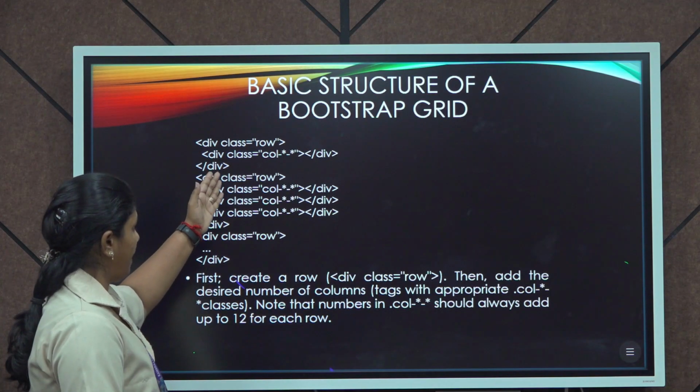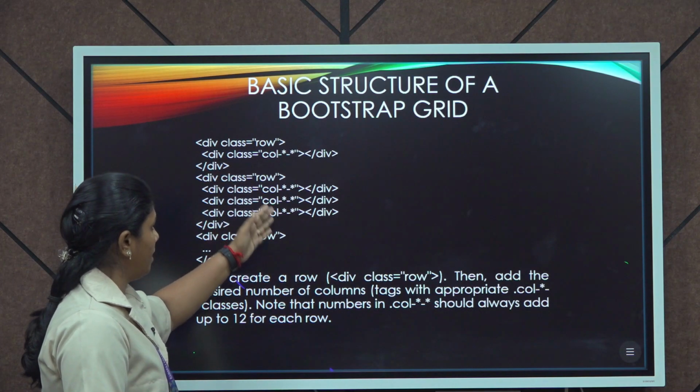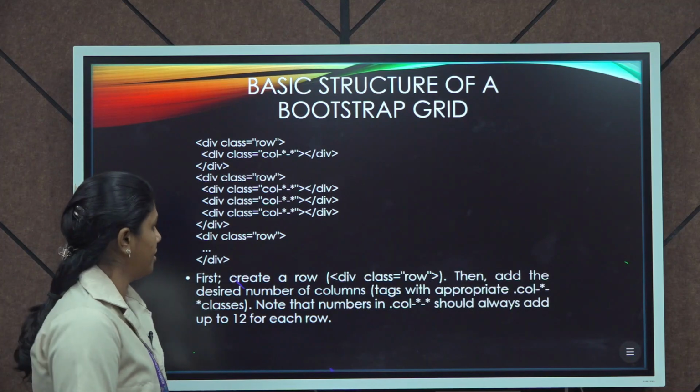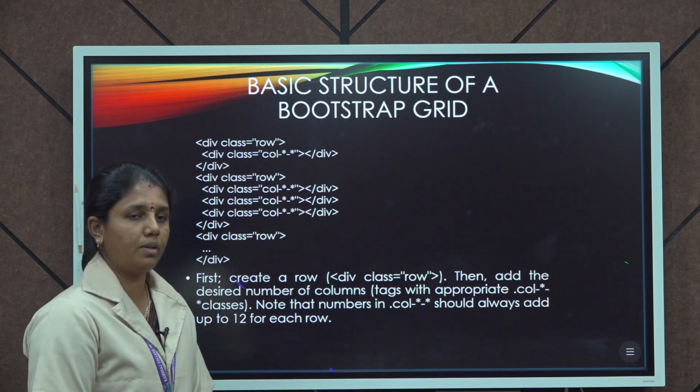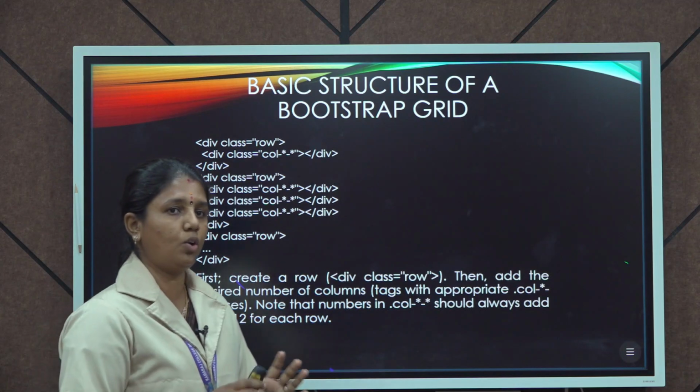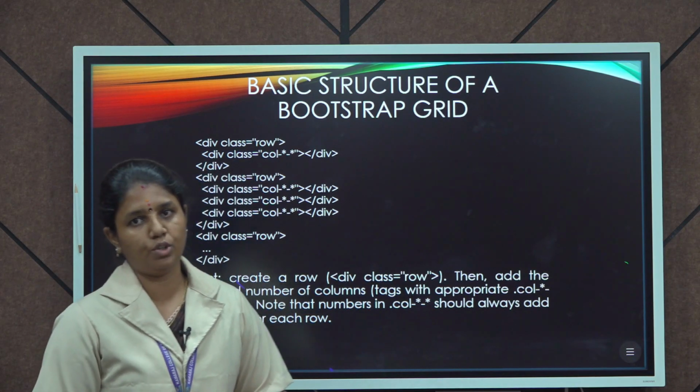So in a div, the class is a row, and the column, and how many columns we need should be mentioned in that column class. So basically automatically there will be 12 columns in the grid of Bootstrap.